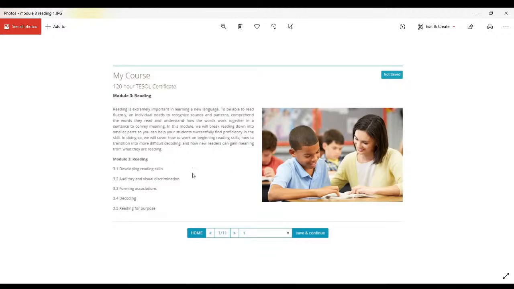Okay, there are 5 parts in this module. Number 1, developing reading skills. Number 2, auditory and visual discrimination. Number 3, forming associations. Number 4, decoding. And number 5, reading for purpose.